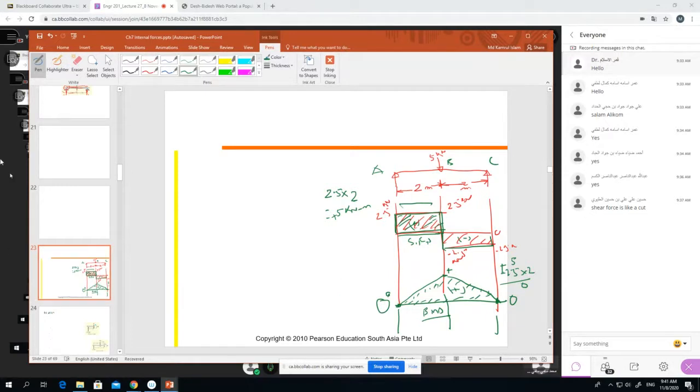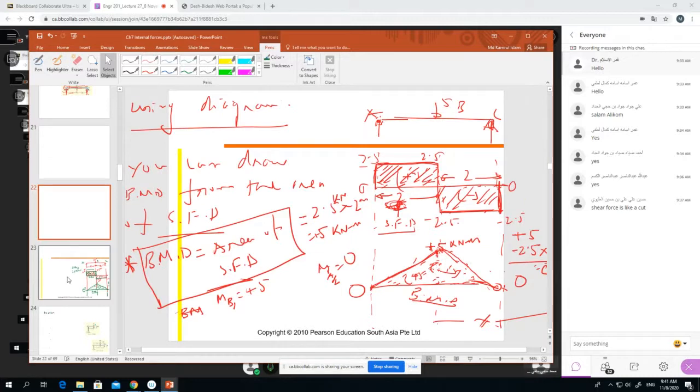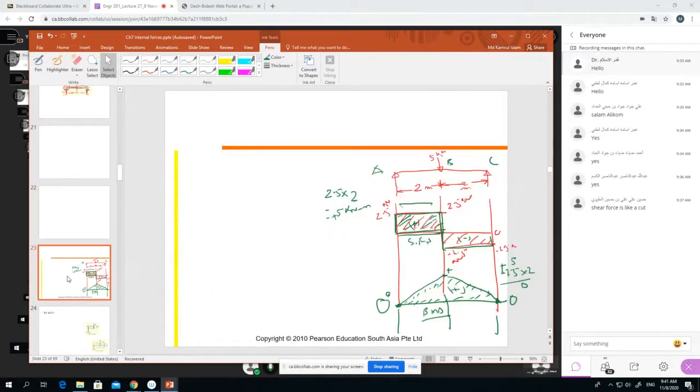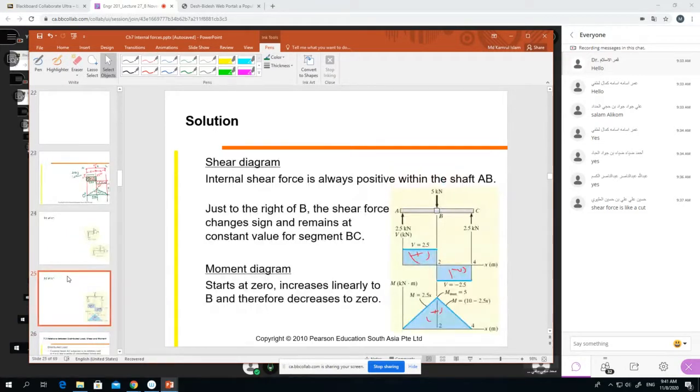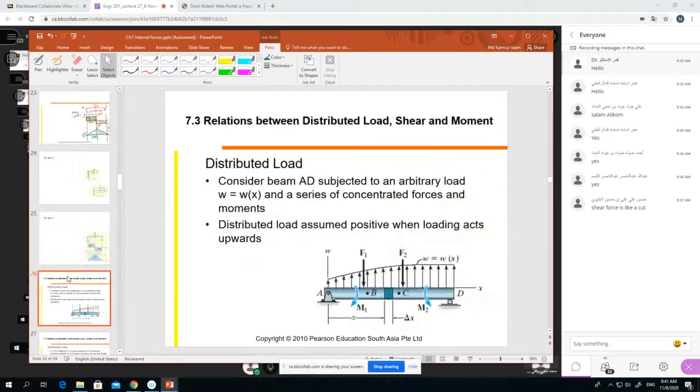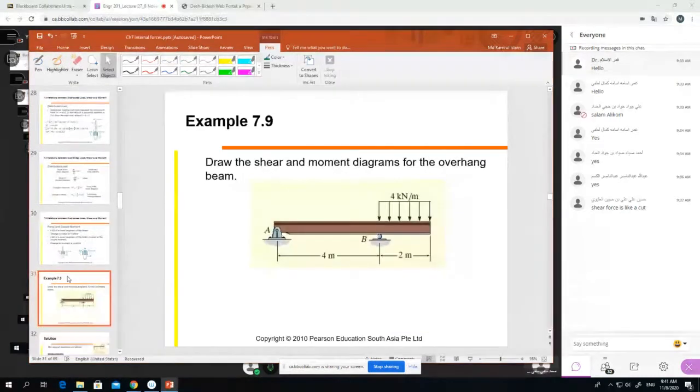Now do you have any question? Tell me please. So the bending moment diagram will be like this. Any question so far? If you don't have any question, then we will start another problem.